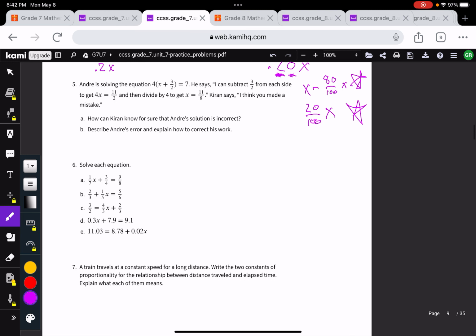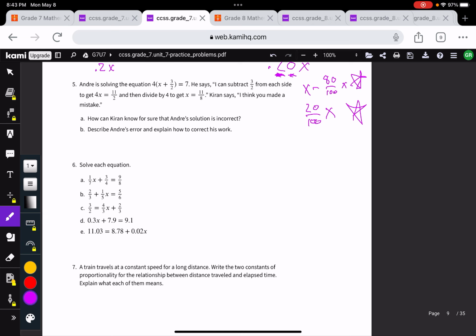Number 5, Andre is solving the equation 4 parentheses x plus 3 halves equals 7. He says I can subtract 3 halves from each side to get 4x equals 11 halves, and then divide by 4 to get 11 eighths. Karen says, I think you made a mistake. How can Karen know for sure that Andre's solution is incorrect?